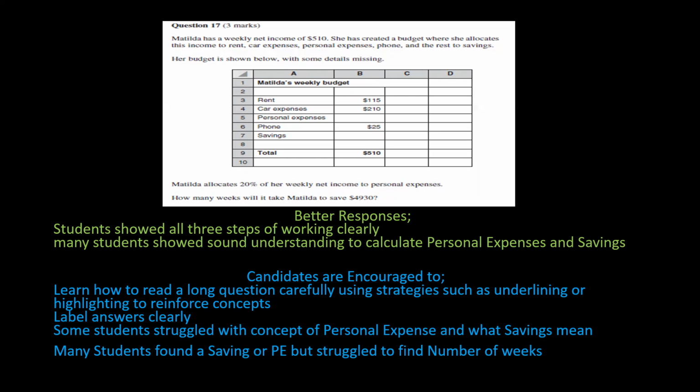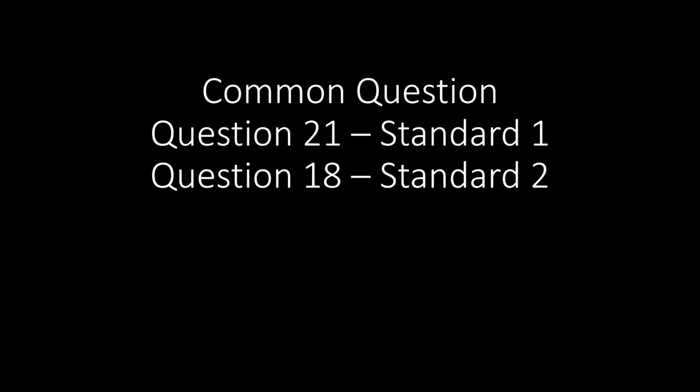Many students who found the savings or the personal expense struggled to find the number of weeks, and obviously 4,930 divided by 58 to give you 85 weeks was the challenging part to gain that 3rd mark in that question. Many students at Standard 1 level achieved 1 or 2 marks and then struggled to gain the 3rd mark.